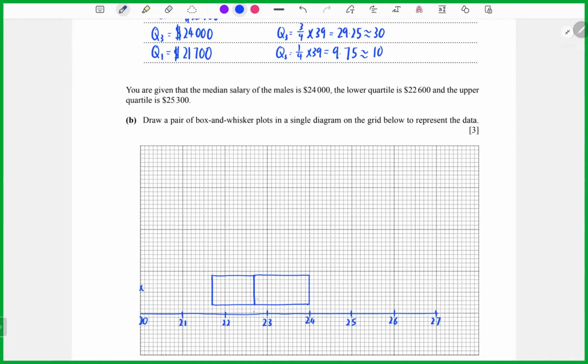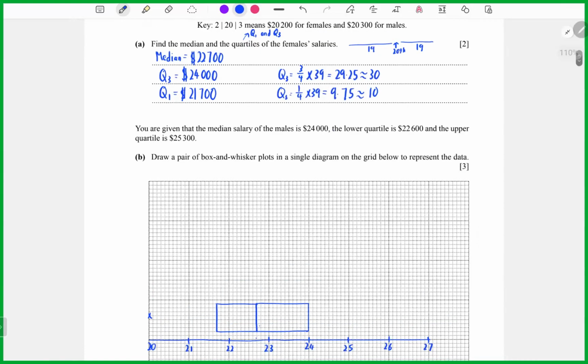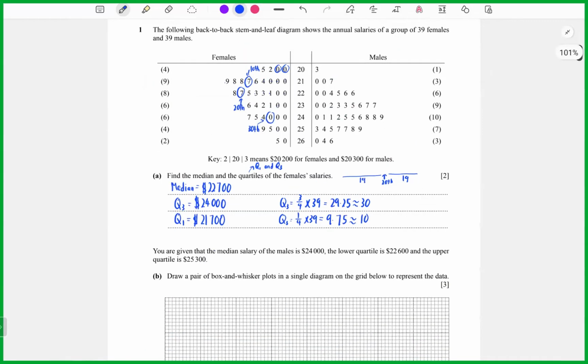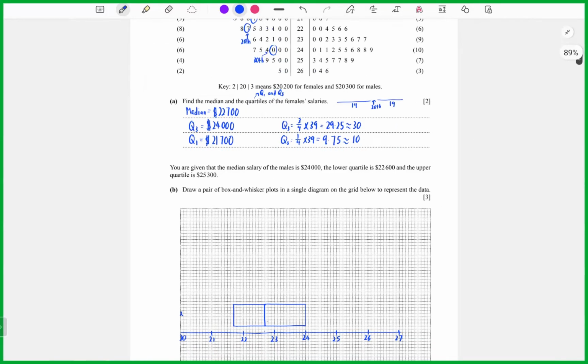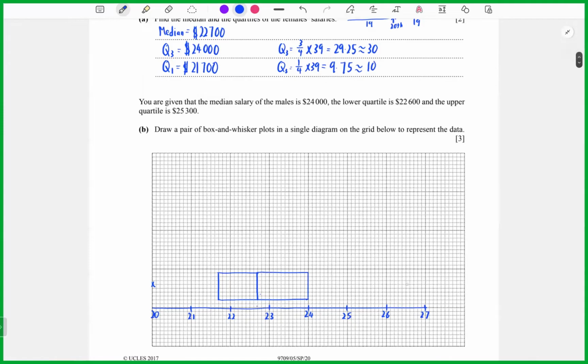Now we look at the maximum. The maximum salary for the females is 26,500. So we mark it here and draw the straight line. Please don't forget to label this as female.